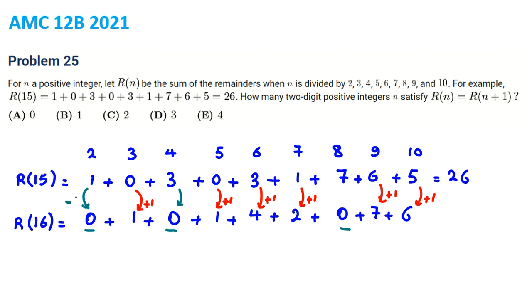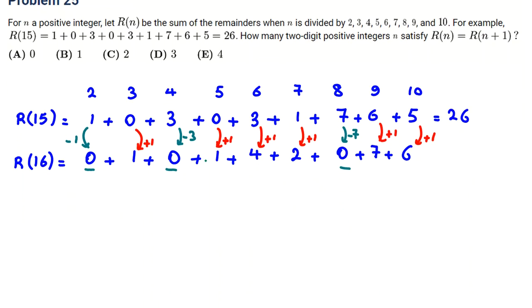And here what happens: it will be minus 1, because for 2 the remainder was 1 and the next is 0, so it is minus 1. Here it will be minus 3, because for 4 the greatest remainder is 3. After that it will be 0, so it is minus the greatest remainder. For 7, it will be negative 7. So let's see what happens.